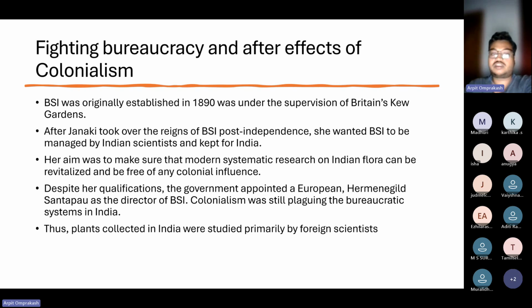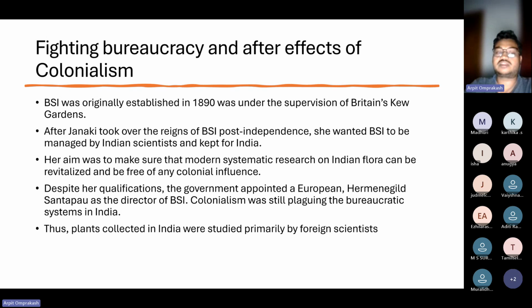And after Janaki took over the reins of the Botanical Survey of India post independence, she wanted it to be managed and run by Indian scientists and kept for India. Her aim was to make sure that modern systematics research, or modern taxonomic research, on Indian flora can be revitalized and be free of any colonial influence. So, despite her qualifications, which was a master's and a PhD and so on, the government appointed a European, Hermenegild Santapau, as the director of BSI.